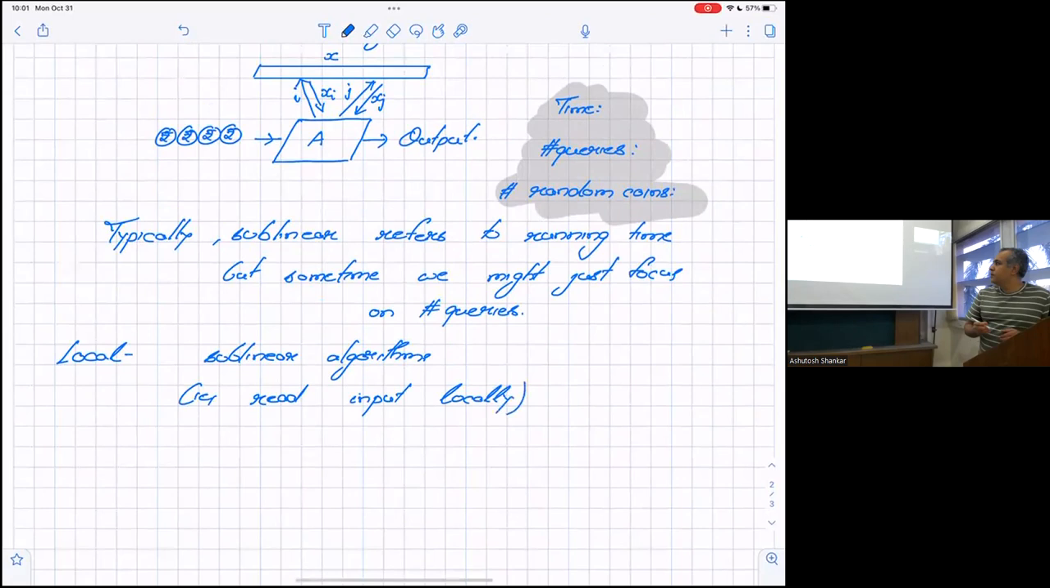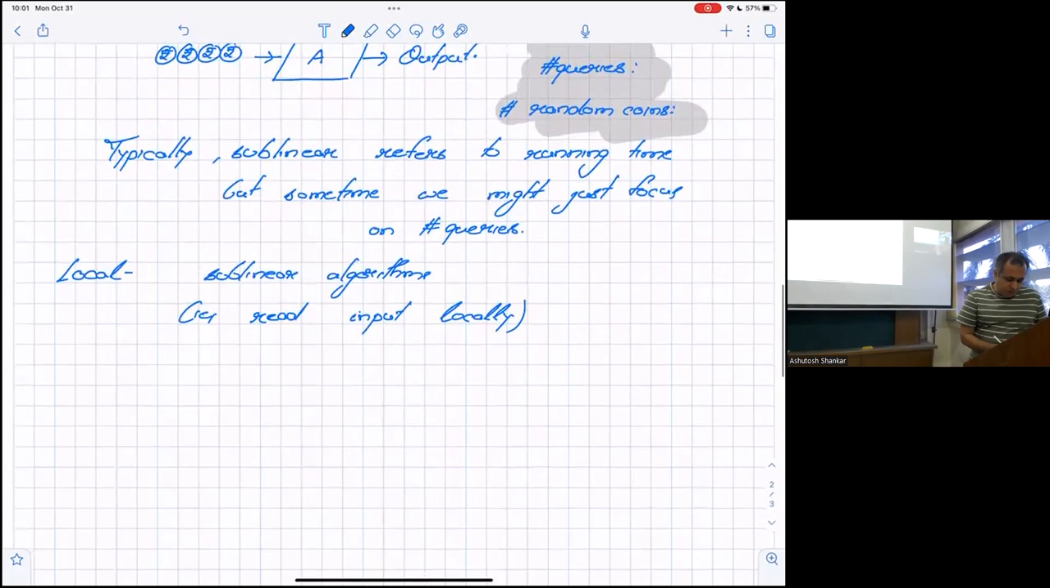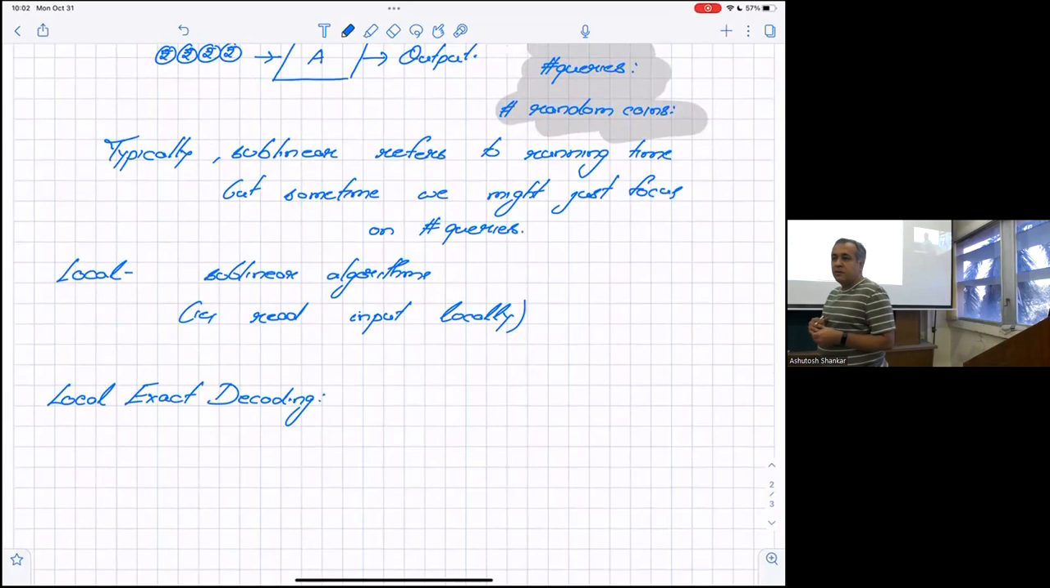Read input in a very small number of locations. So now let's go to local exact decode. How does one do this? It's the same thing. You just know the locations are correct, so just query those locations.